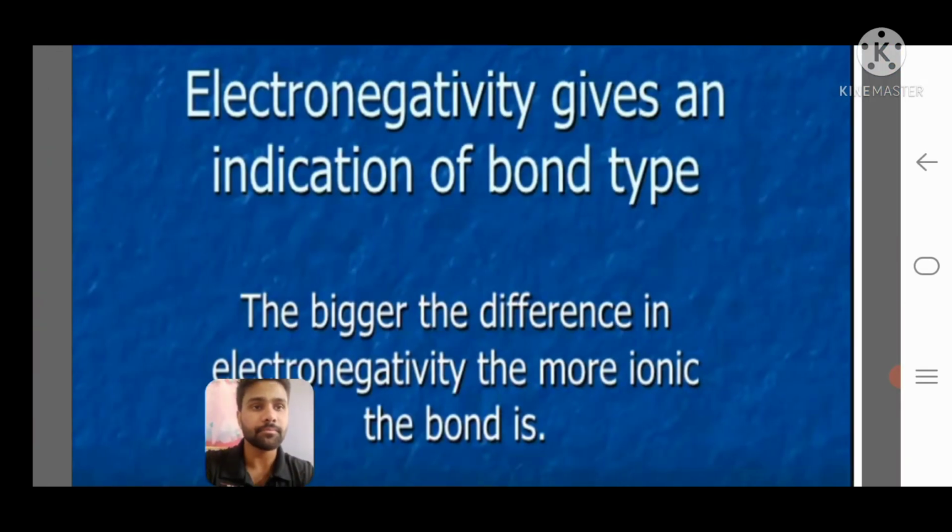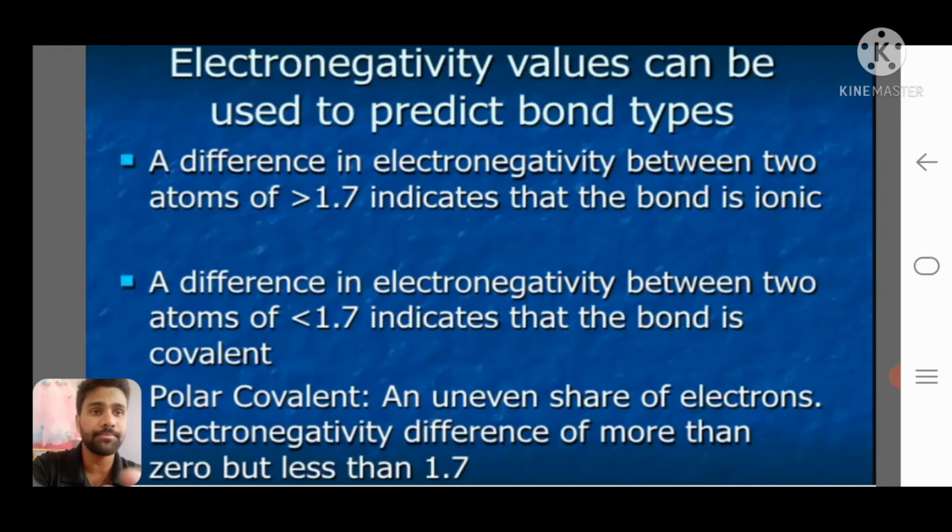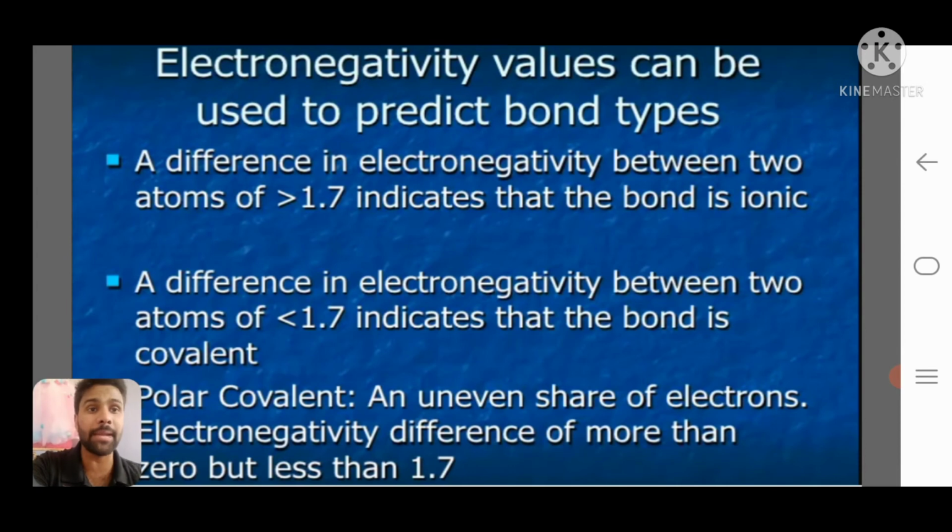Electronegativity also indicates the bond types. The bigger the difference of electronegativity, the more ionic the bond is. For example, the electronegativity values can be used to predict bond types. If the difference in electronegativity between the two atoms is greater than 1.7, the bond is ionic.